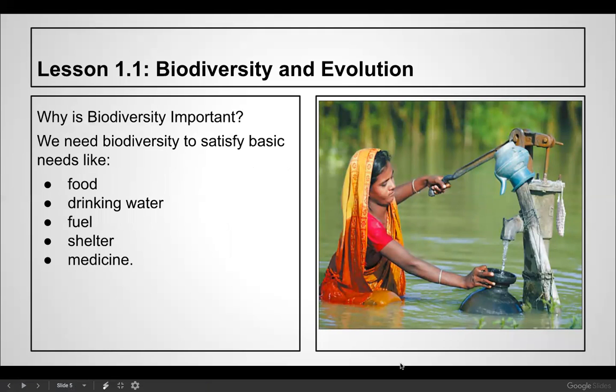Why is biodiversity important? We need biodiversity to satisfy basic needs: food, drinking water. If our biological diversity is intact, it helps to filter water. Fuel, shelter, medicine all come from having a biodiverse ecology.